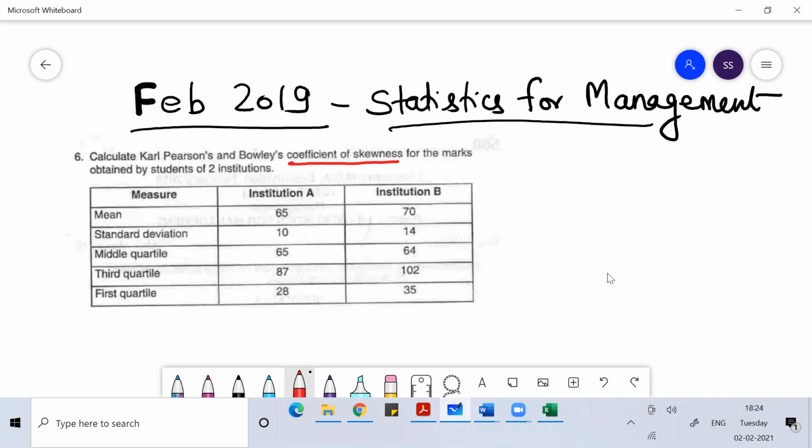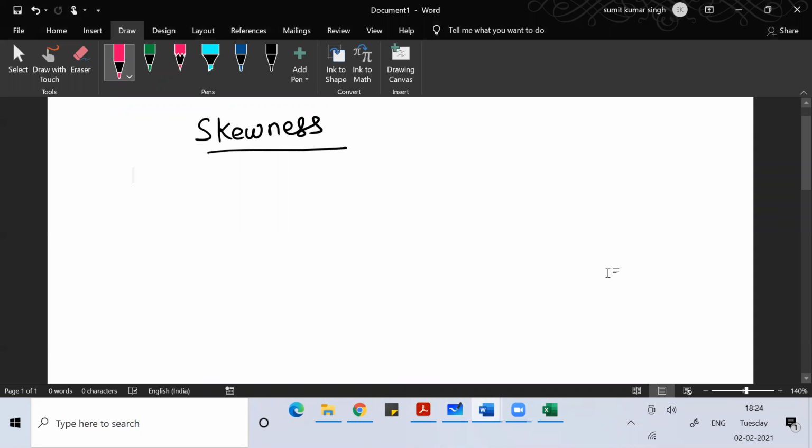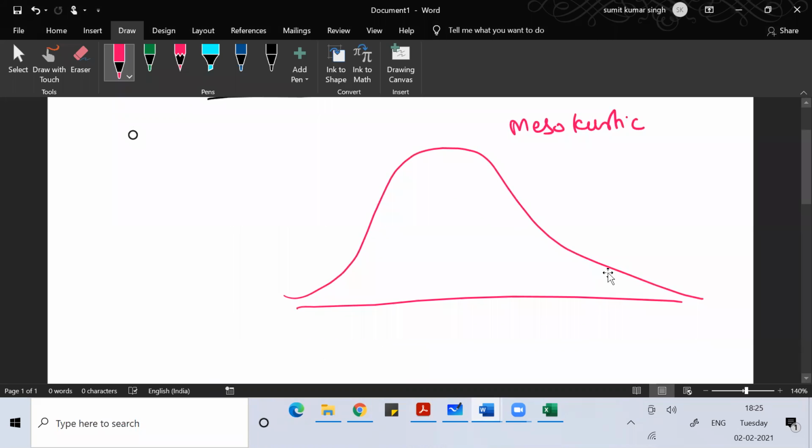Before I talk about the coefficient of skewness, let's try to understand the concept of skewness. Skewness is basically what you call asymmetry in the normal distribution curve. An ideal normal distribution curve is also called mesokurtic. In that ideal normal distribution curve, your mean, median, and mode all lie at the center.